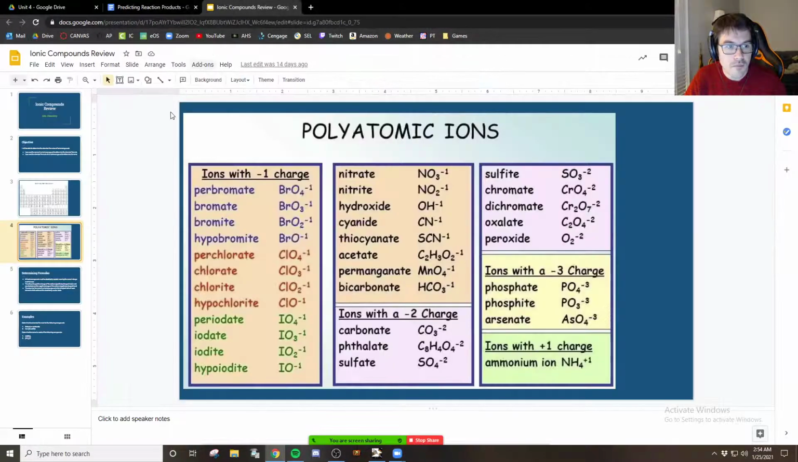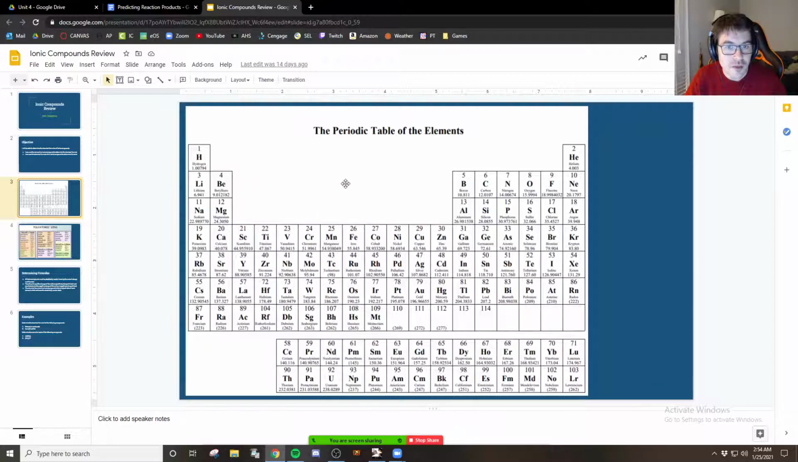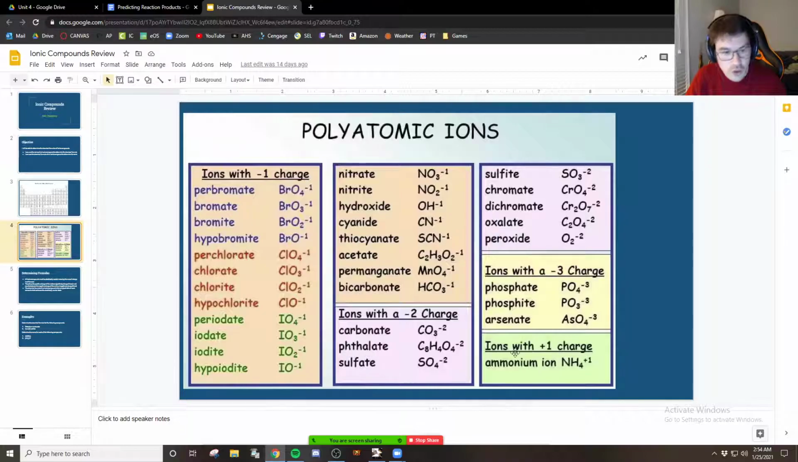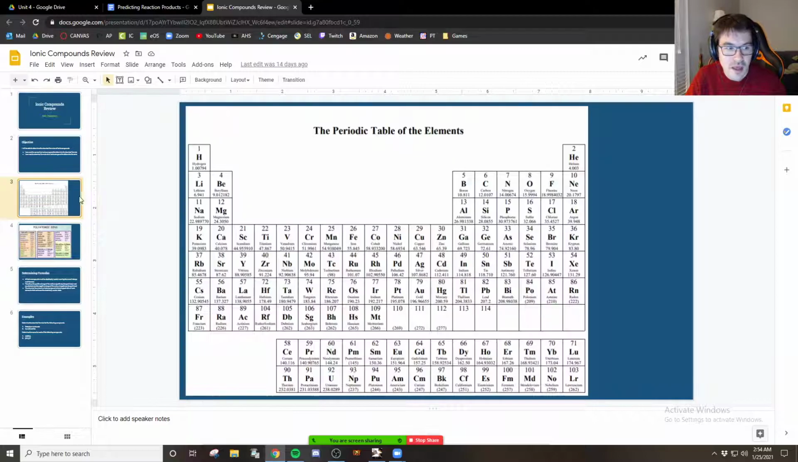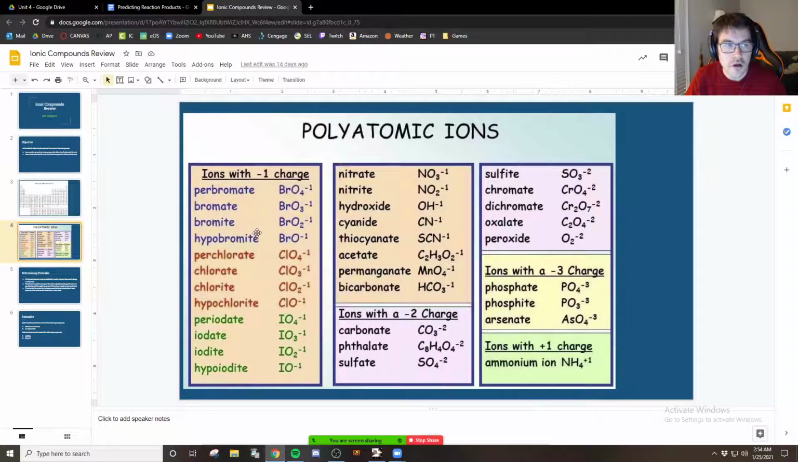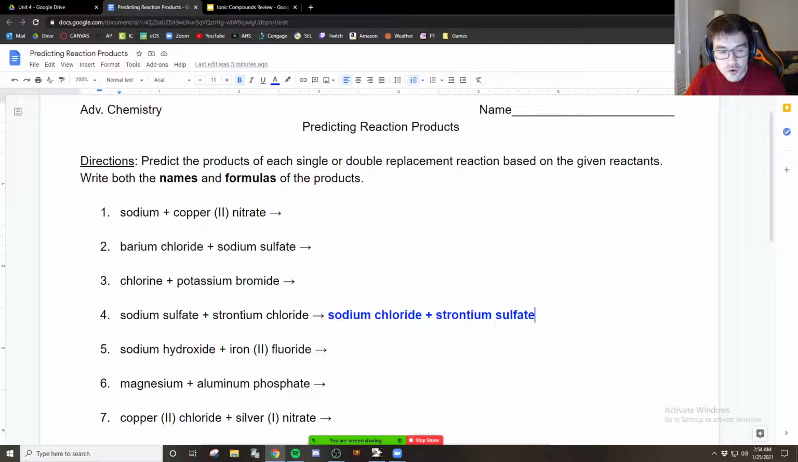Those charges come from either the location of that element on the periodic table or the charge of that polyatomic ion based on this table here. Okay, so this slide here, the polyatomic ions, and then your labeled copy of the periodic table, those two things are very useful when working on an assignment like this. So you determine the charges there, then you do your switcheroo. That's how we ended up with sodium chloride and strontium sulfate as our two products. And then you build the formulas of those compounds according to that rule of the overall charge has to be 0. Okay, so that is the full process.